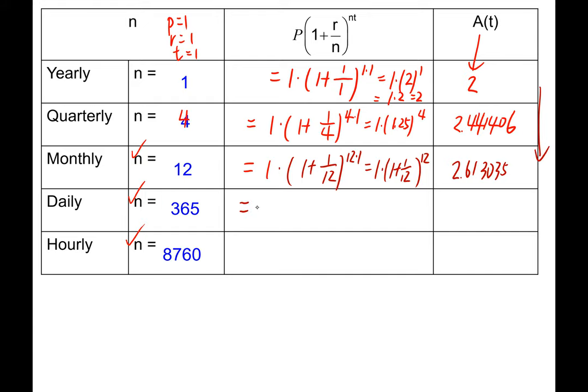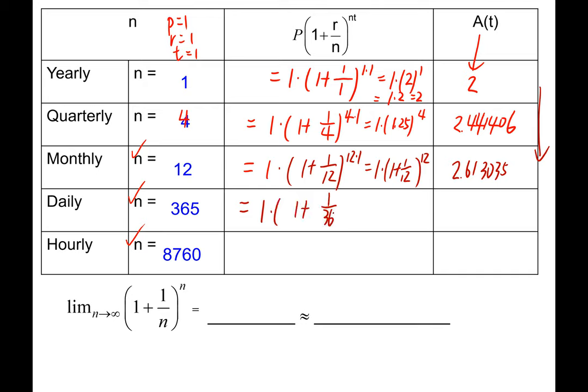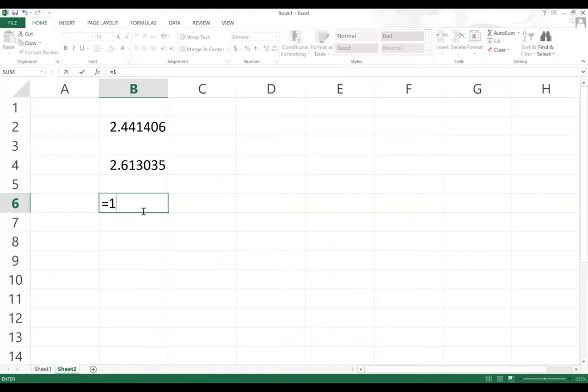So that's a trend. If it is compounded daily, that will be one times one plus one over 365. And dividing by 365 times one. And this is gonna be one plus one over 365 to 365th power. If you do not want to write a one in the front, you can omit it. That's not needed. So all we have to do is we do equal to one plus one over 365, raised to 365th power. Then now that becomes 2.714567.